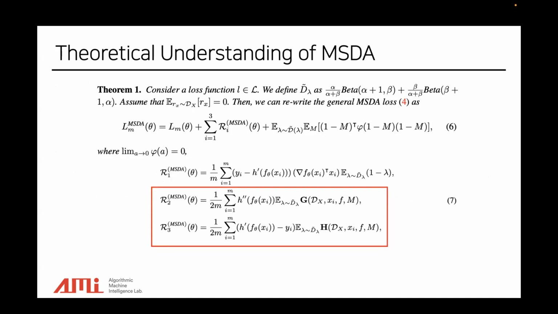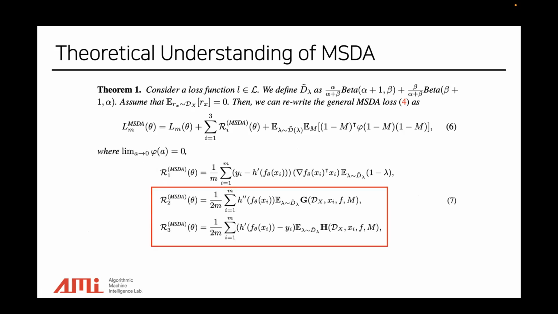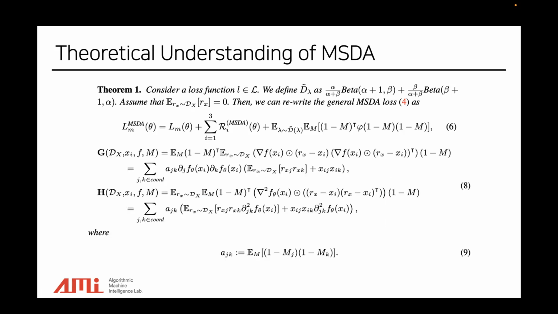Because these G and H functions are components of the loss function, this mask design will change the value of the loss function, so it will affect the training process due to the different values.